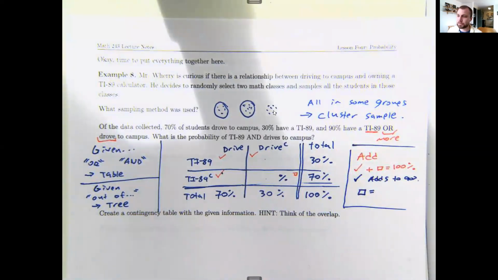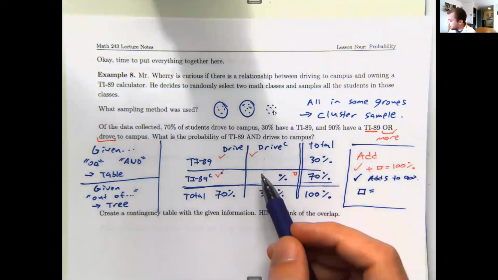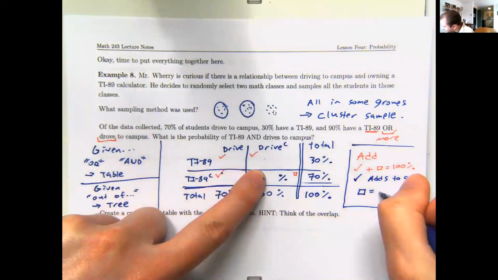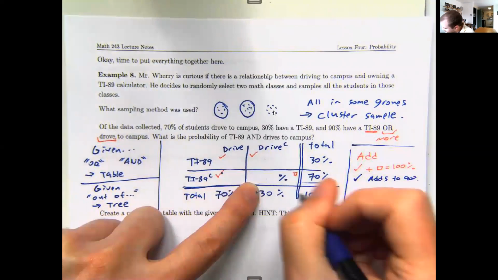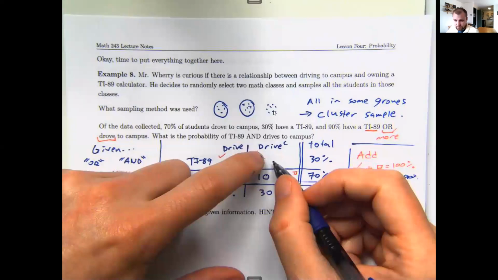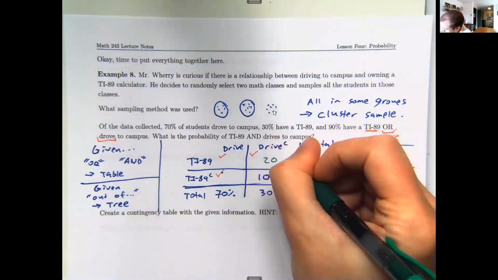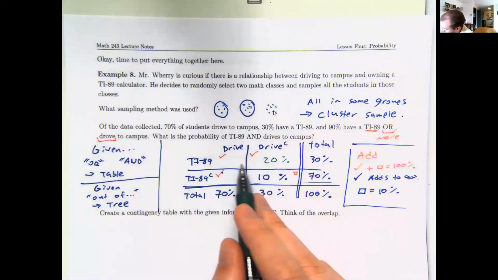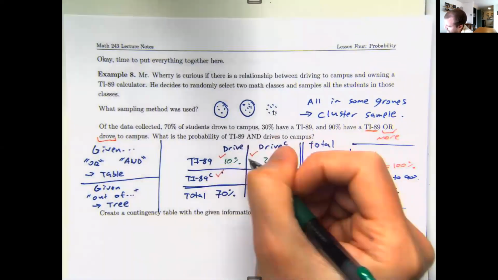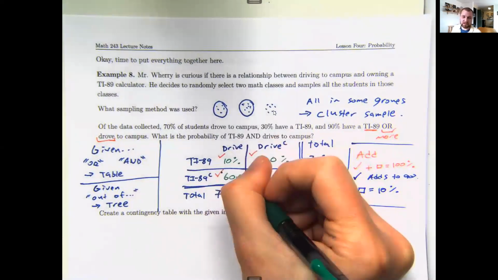And assuming you paused and tried that out, I have 100% in total. These are 90. 100 take away 90 leaves me with 10% here in the corner. Let's use this to fill in the rest of the boxes. 20 and 10 gives me 30, so this must be a 20 here. 10 and 20 gives me 30, so that's 10. 10 and 60 gives me 70. 60 and 10 gives me 70. That's looking pretty good.